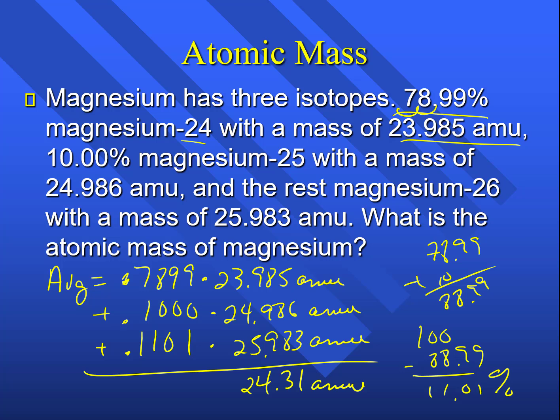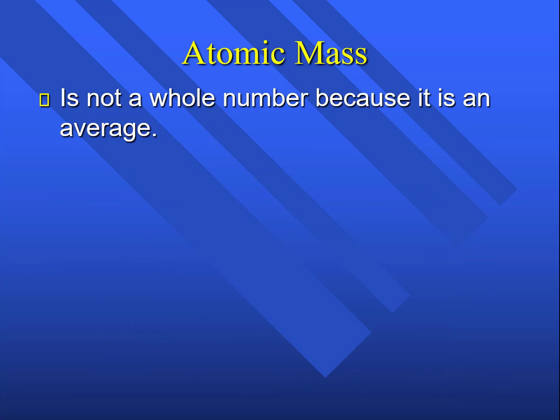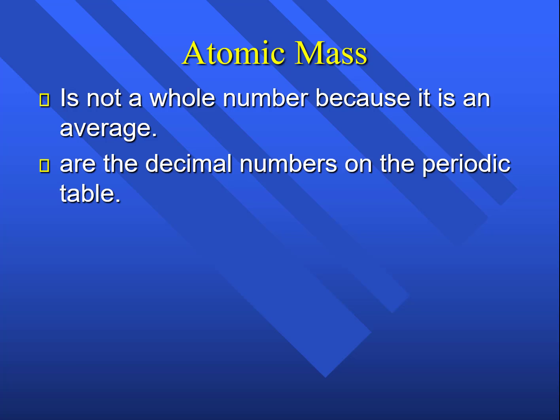So notice magnesium 26 is really, really close to 26. Magnesium 25 is close to 25. Magnesium 24 is close to 24. Okay, so even though we came close to making this out of pretty close to whole numbers, we got something right in the middle. So the atomic mass is not a whole number because it's an average. And atomic mass is the decimal number on the periodic table. I mean, the key said average atomic mass, so that's what it is, the average atomic mass.